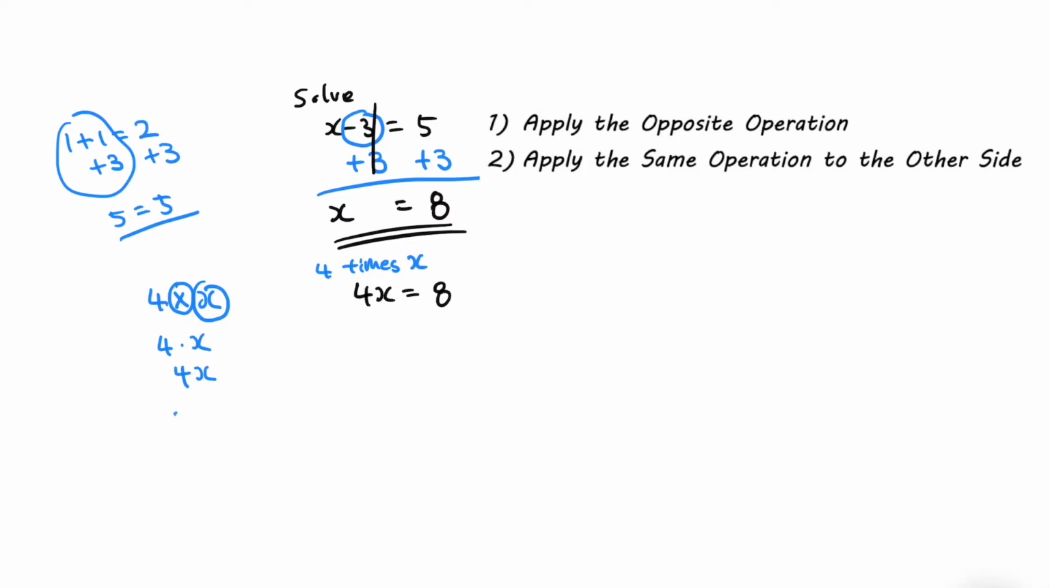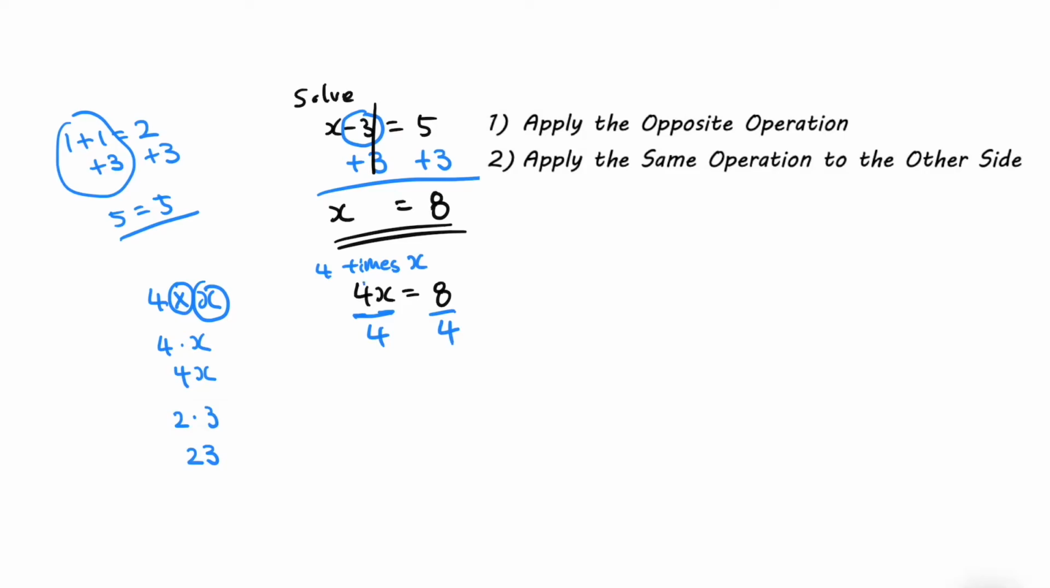We can do the same for the number by putting a dot. That means 2 times 3. And obviously, we wouldn't skip the dot because that is 23 rather than 2 times 3. Okay, 4x. 4 times x. So what's the operation that is being done to x? Well, we're multiplying it by 4. What is the opposite of that? Division of 4.